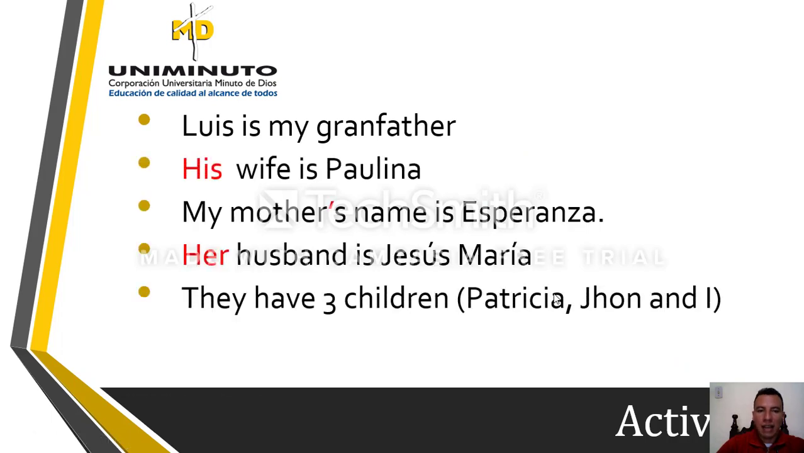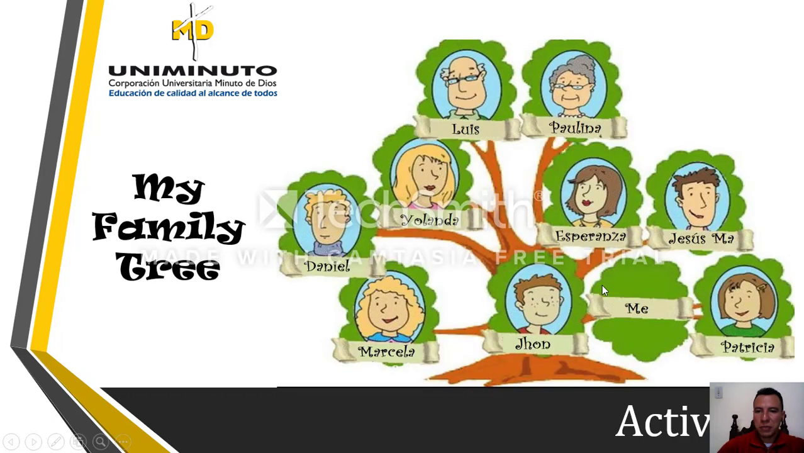Another example, they have 3 children, Patricia, John, and I. So as you can see in the description, they have 3 children, John, Patricia, and I. In this case, this is me. So that's another description.